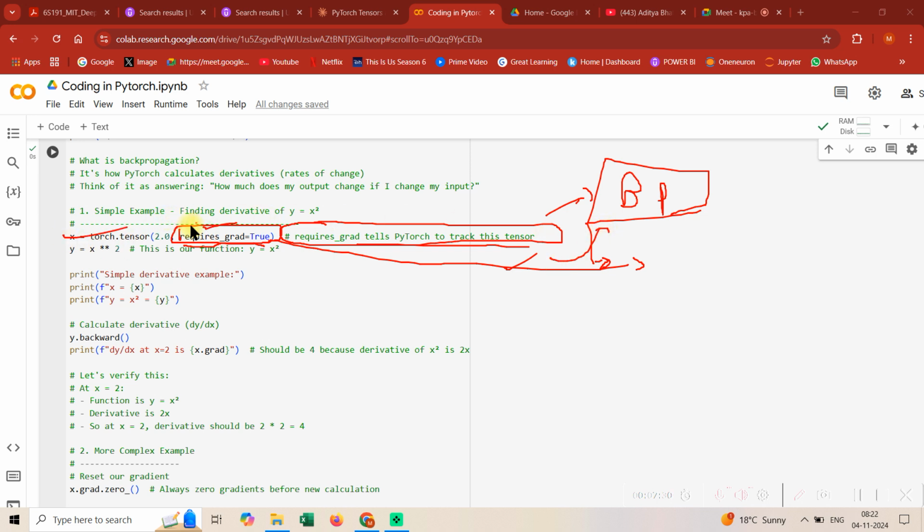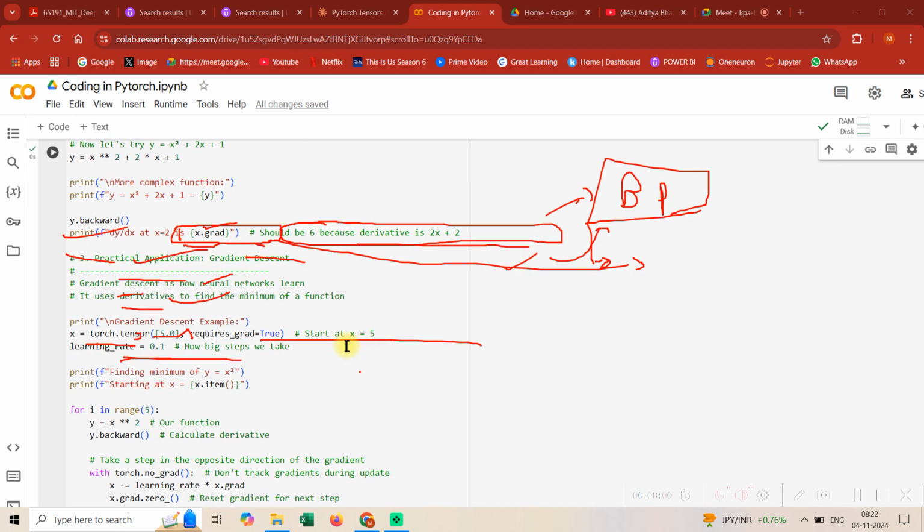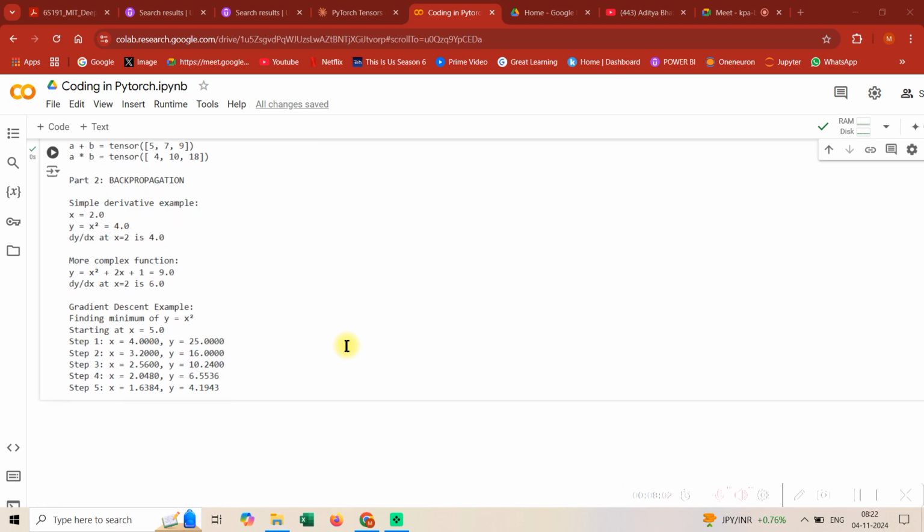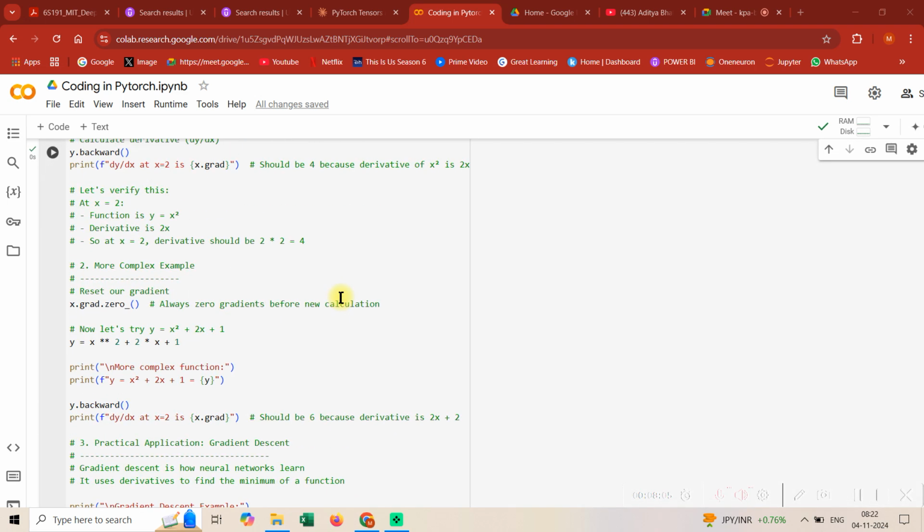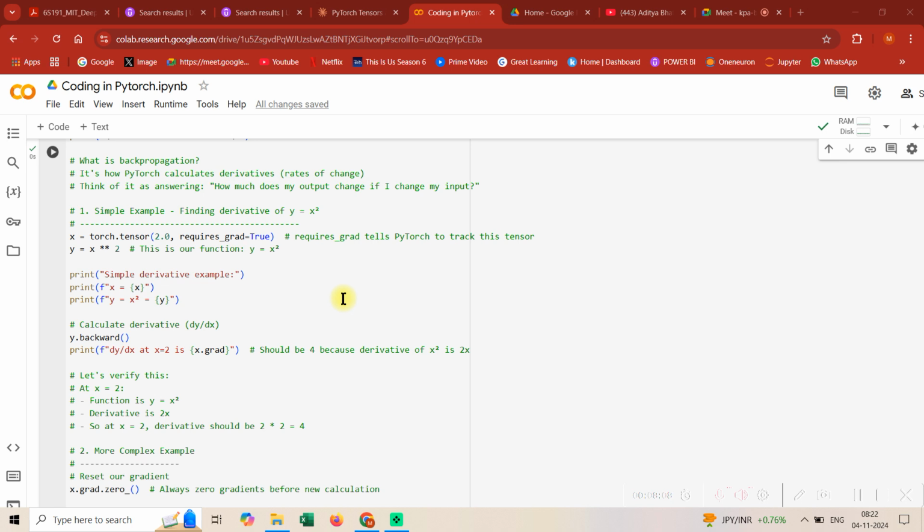Then guys, we are just creating a function y is equal to x square. I hope you understand this. Then, a simple derivative example, I'm printing x and then I'm printing y. I don't see any problem. Then guys, once we calculate the derivative, this helps us compute dy by dx, and then we get the value of x.grad as 4, that is dy by dx at x is equal to 2. Let me just close it and I'll explain what is happening guys. This is very simple, you don't need to worry about all these things, but this will help you understand the basics very well.